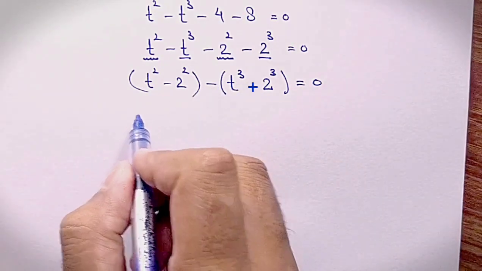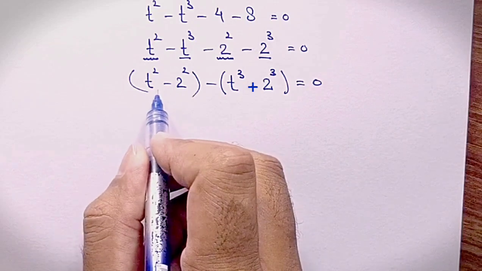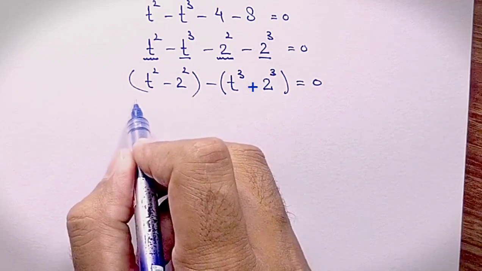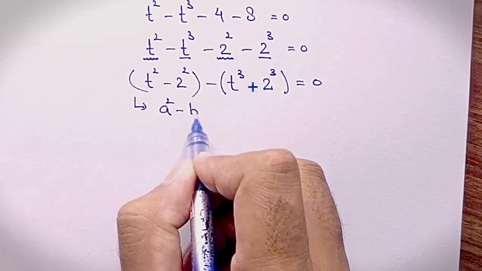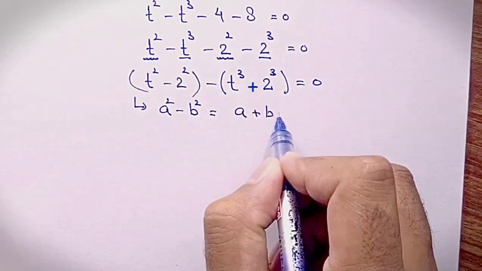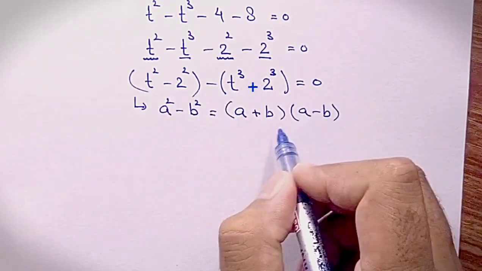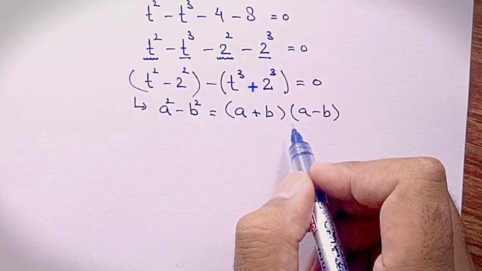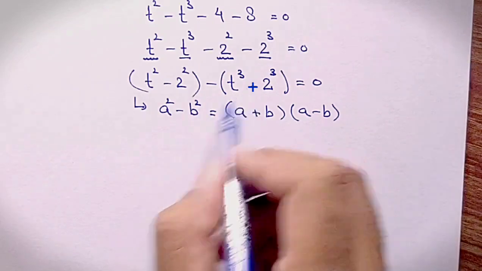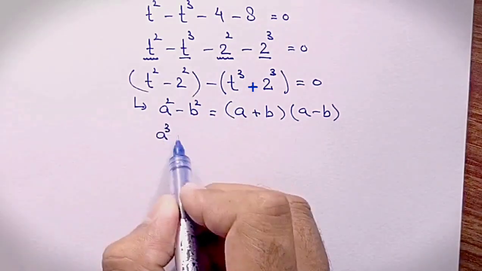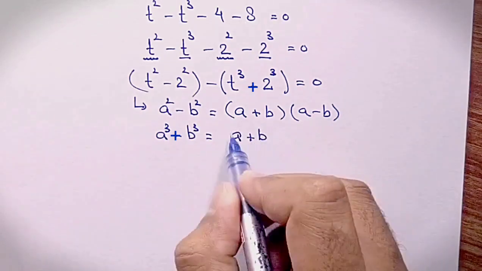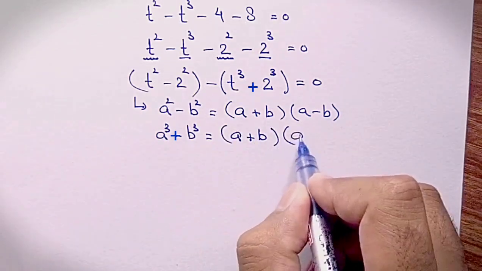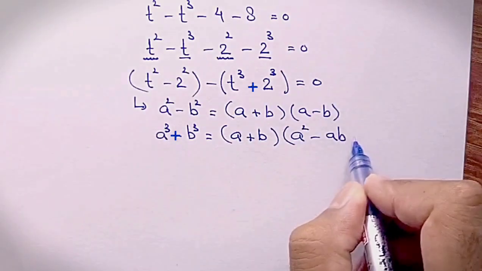Then this part is now in the form of difference of two squares. So we'll apply the difference of two squares rule, which is a squared minus b squared equals a plus b, a minus b. And from this part here, t cubed plus 2 cubed, this part is in the form of addition of 2 cubes. So it is in the form of a cubed plus b cubed equals a plus b, a squared minus ab plus b squared.